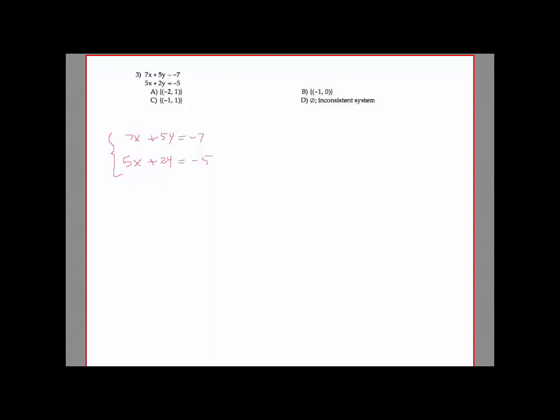Okay, this is where the coefficient of y for the first one is 5, right? Let's get a pointer here. The coefficient of y, the first one is 5. The coefficient of y for the second one is 2. How could I make these two opposites of each other? Can somebody give me an idea here?